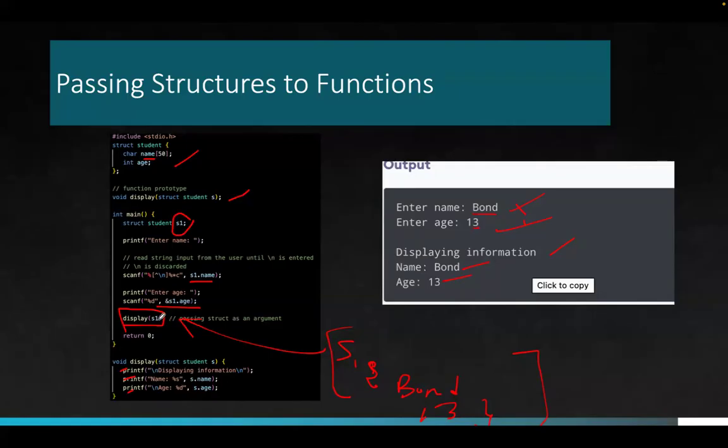Once you pass the structure as an argument, the display function call will happen. The display function is there. What argument does it take? It takes just a structure, nothing else. The short name is struct student s, so s1 and s match. It takes the information and prints the name. So s1 will be converted to s, and s.name and s.age will be printed as Bond and age as 13.